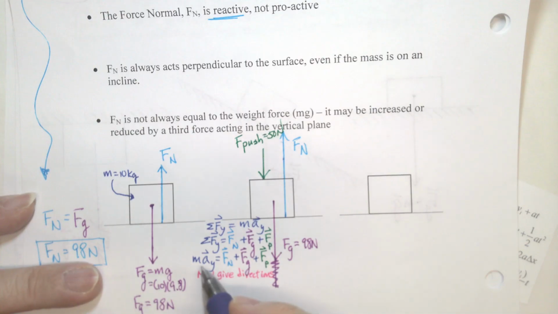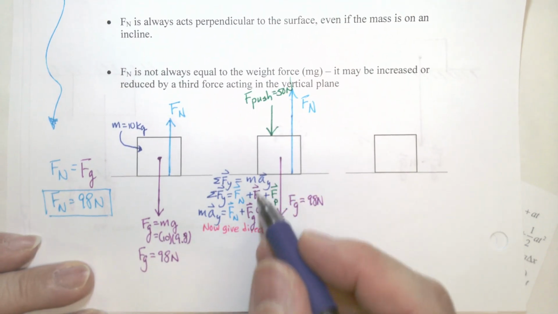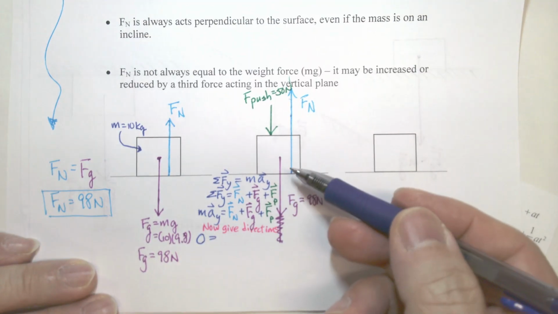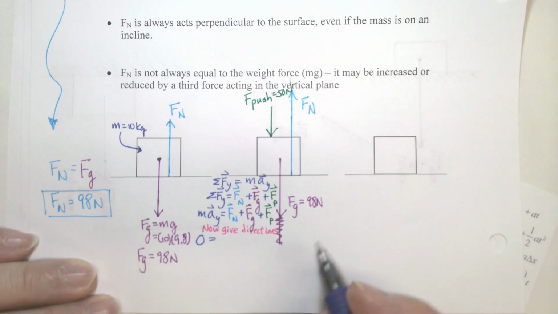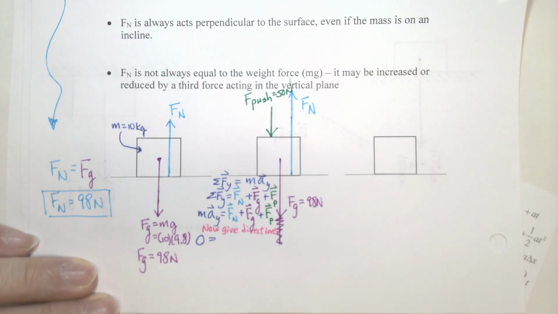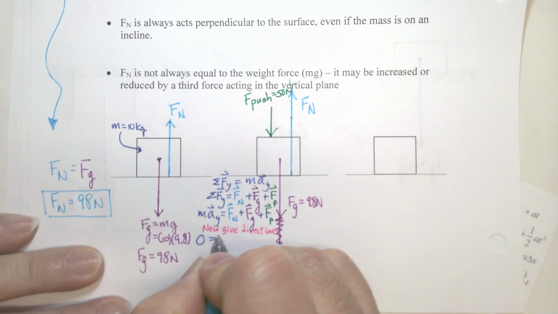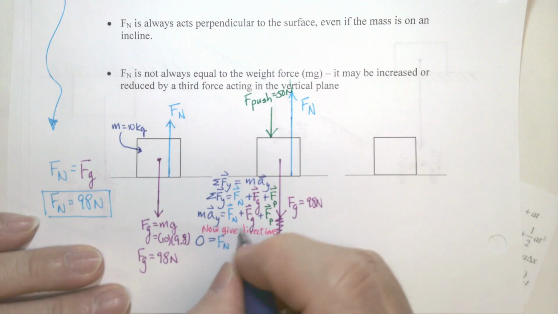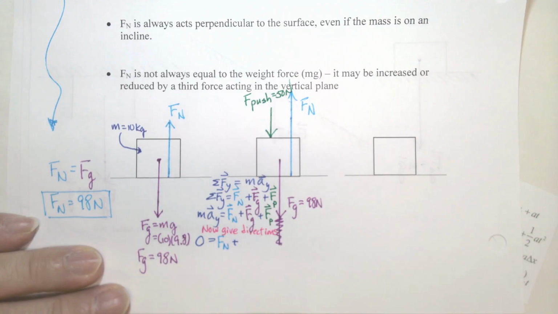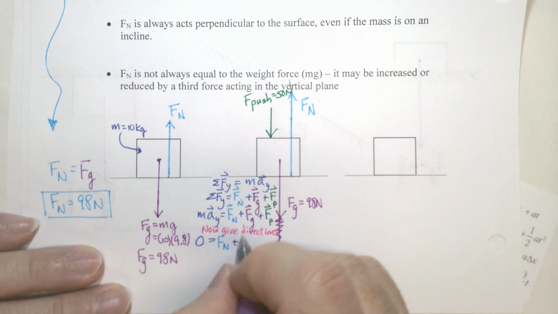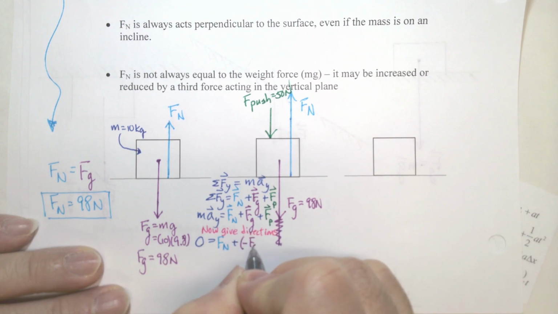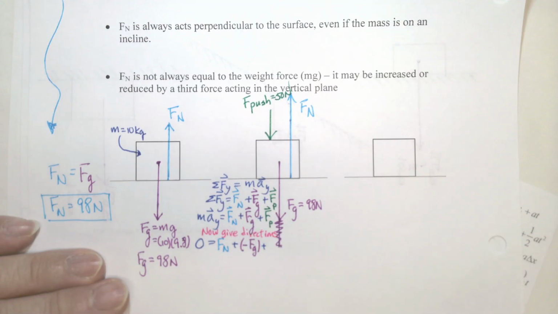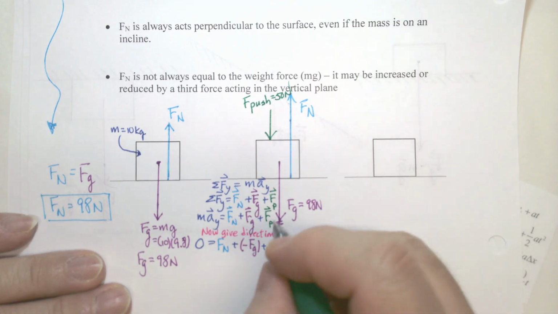So my acceleration, again in y direction for this object is 0, because it's not going to be levitating off the ground, or it's not going to go through the ground. F normal, positive or negative? It's definitely positive. Plus FG. FG is negative. Plus F push. Negative.